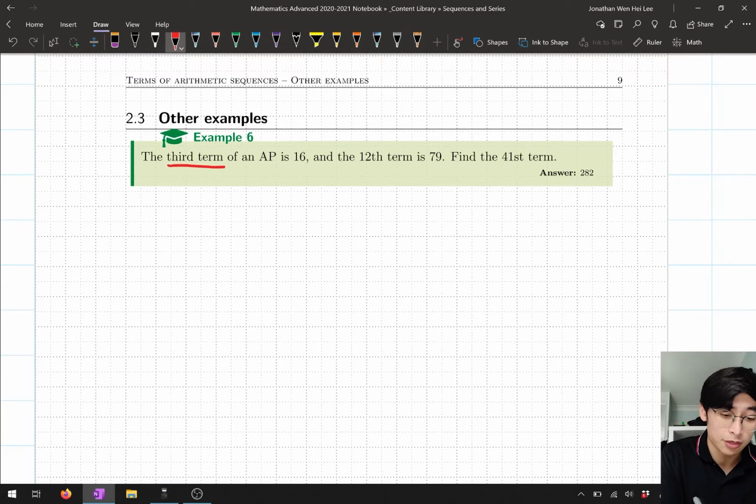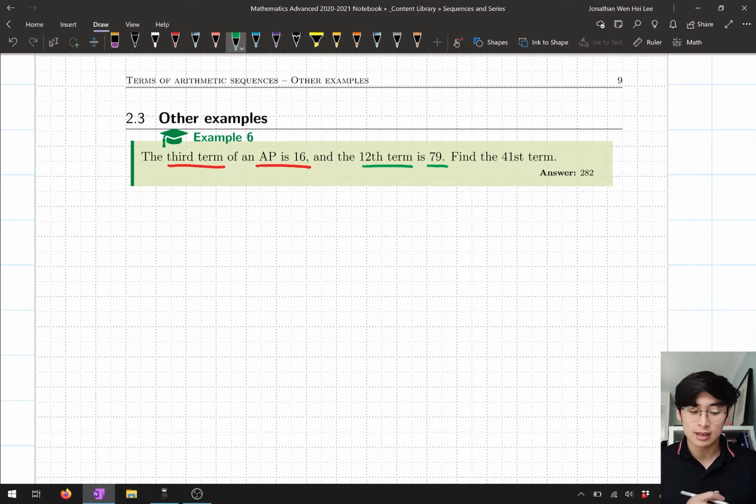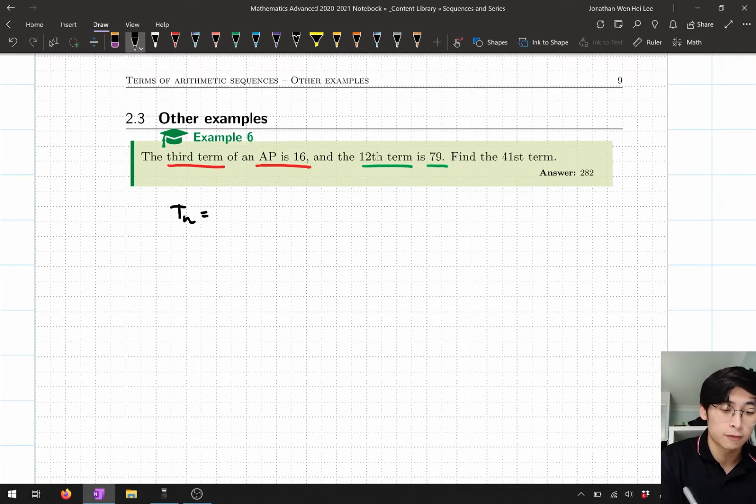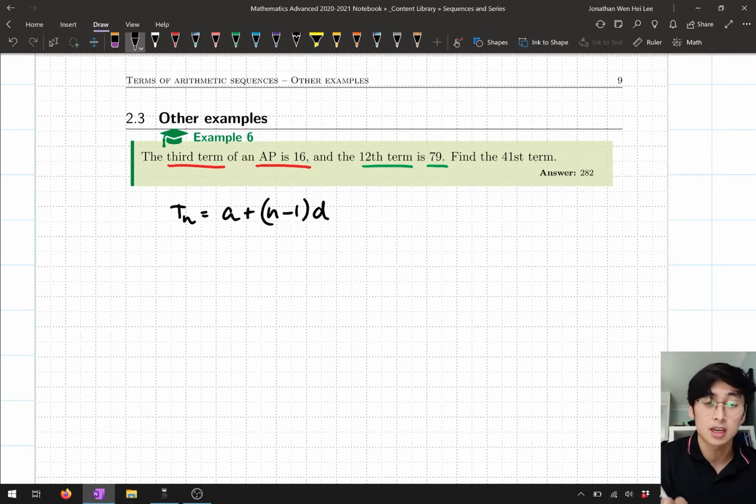Now, the first piece of information is that the third term of my AP is 16. The second piece of information that we have is that the 12th term is 79. Now, we know that this is an AP. So because we know that it is an AP, what can we do with this information? Well, that means that all the terms are going to follow a plus n minus 1 times d. So that's my terms in the AP. Any term in my AP is going to follow this pattern. So what we can do is just sub in the values that we have here.